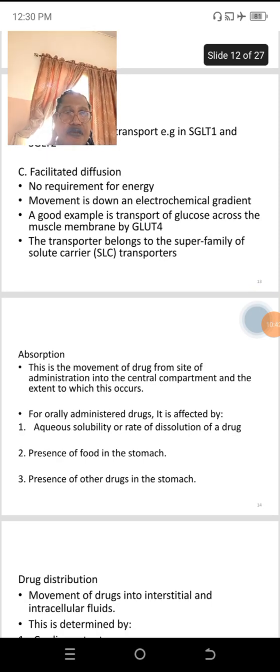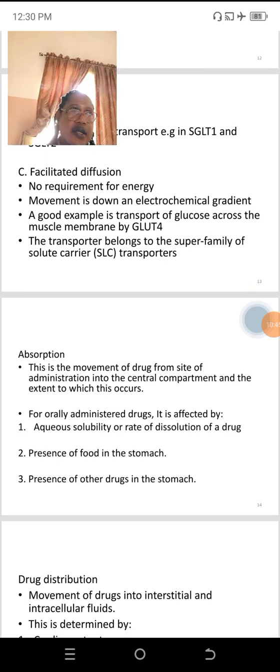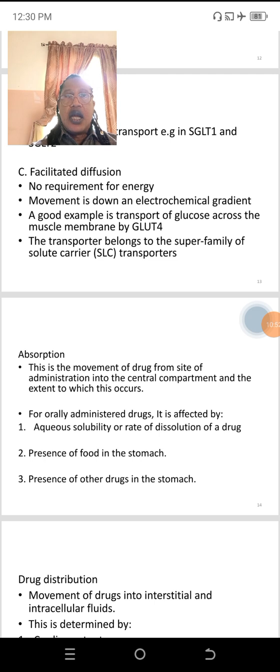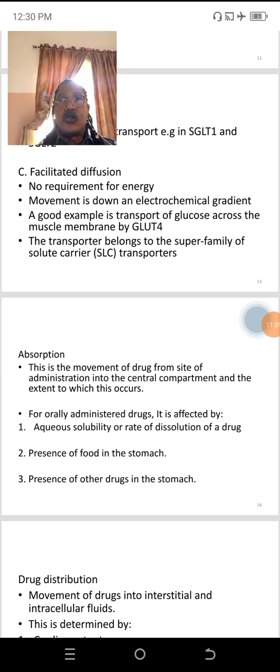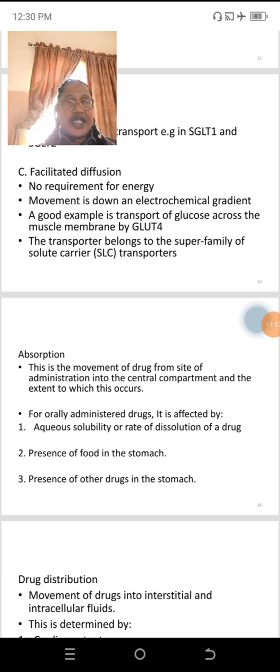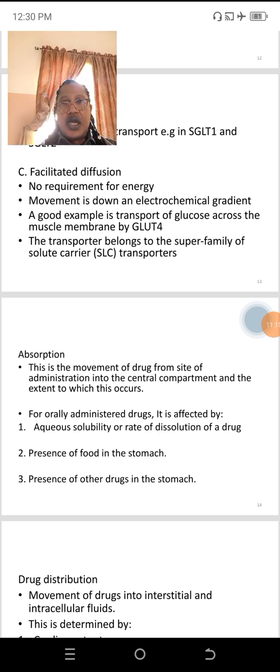Now, having briefly looked at the transport mechanisms by which drugs move across cell membranes, let's take one or two of the parameters under pharmacokinetics. The first parameter that we'll examine here is absorption. So what is absorption? Absorption refers to the movement of a drug from its site of administration into the central compartment.